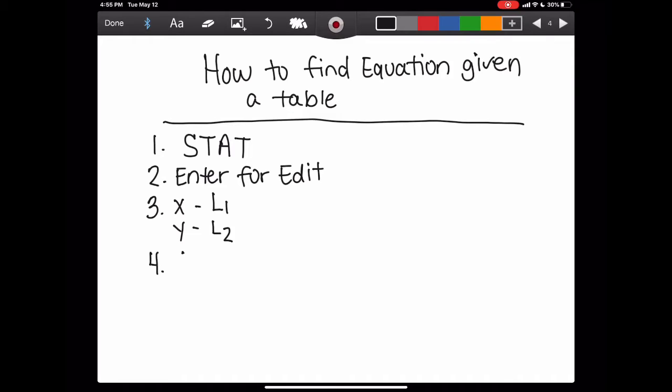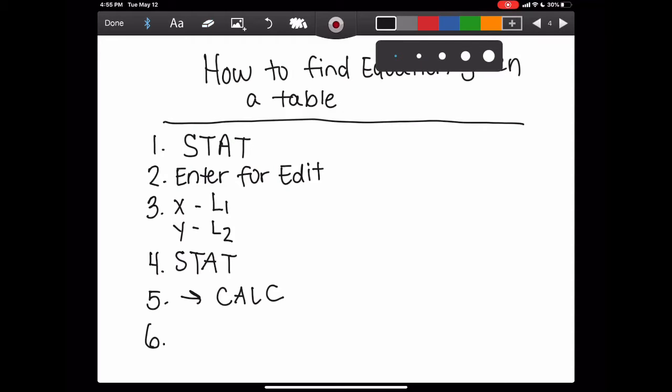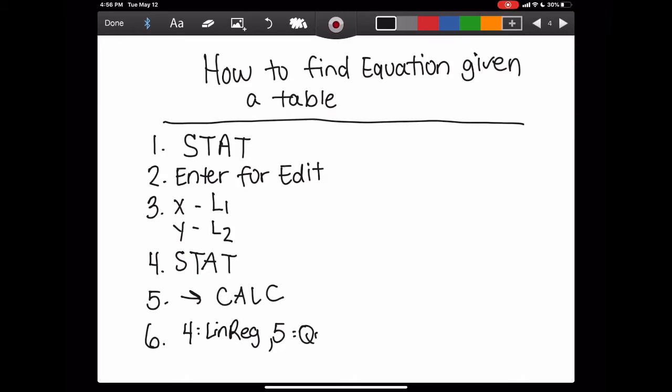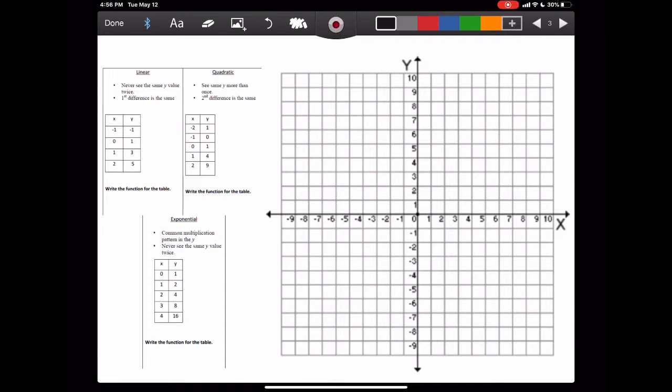Then you're going to hit stat again. You are going to arrow over to calc. And this is where I say the only thing that's going to change in each type of function is the selection that you hit. You're either going to hit number 4, number 5, or you're going to hit 0. So I'm going to go back on this side right here. For linear, you're going to hit option 4 for line reg.